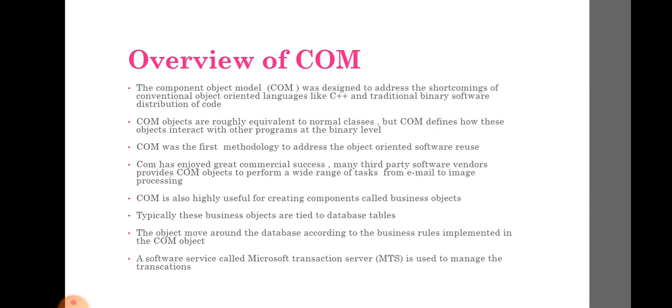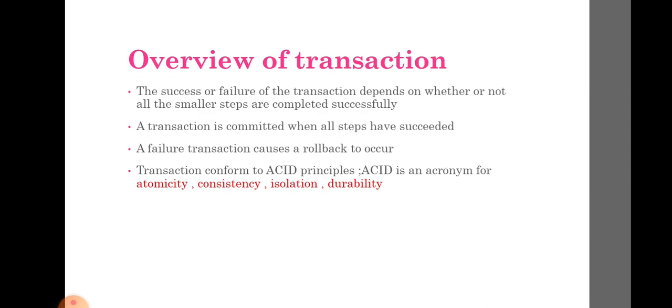We studied it in the inheritance concept in C++ and Java. What is the purpose of inheritance? Reusability of code. So here COM is the first methodology to address object-oriented software reuse. It gave great success in the commercial industry. Many software vendors provide COM objects to perform a wide range of tasks, from email to image processing.